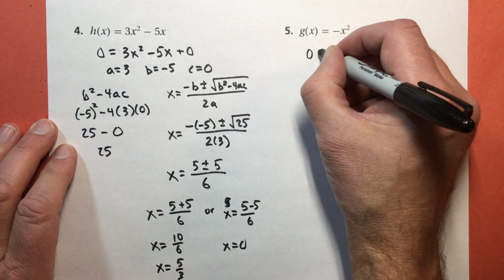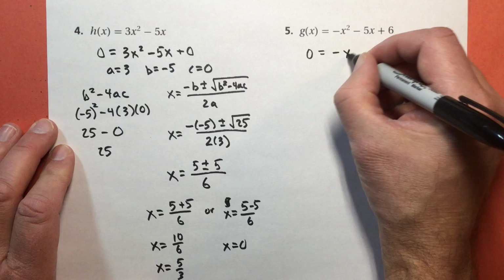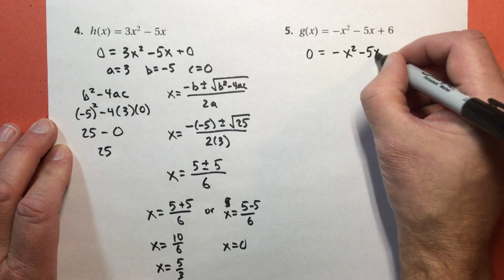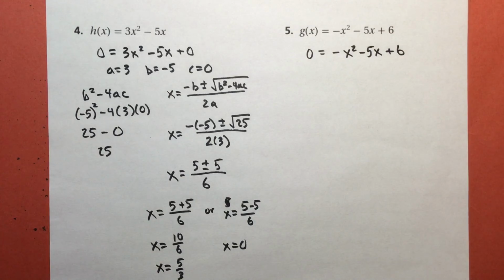Number 5. Set it equal to 0. All right. Let's talk a little bit about the negative in front of the x squared. Absolutely nothing is going to be different if you do a equals negative 1. Nothing. You'll be fine. However, there's a however, sometimes that causes stress for people.